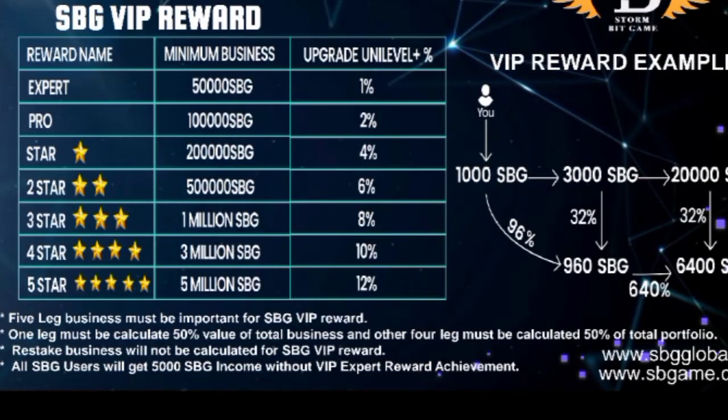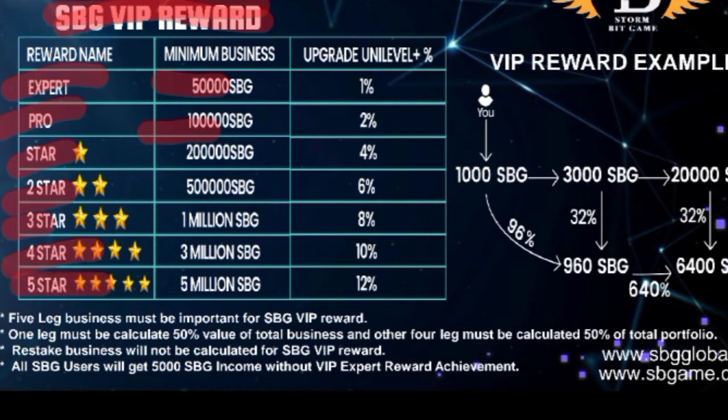The third one is the SGB VIP reward. That's huge money, my guys. SGB VIP rewards are massive. The first rank is the expert, for which you need $50,000 business. The second one is the pro, for which you need $100K business. The third one is the star, for which you need $0.2 million business. And the fourth one is 2-star, 3-star, 4-star, and 5-star.